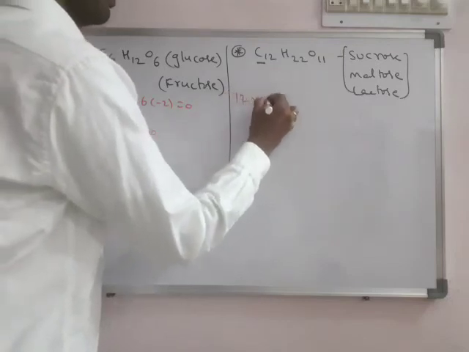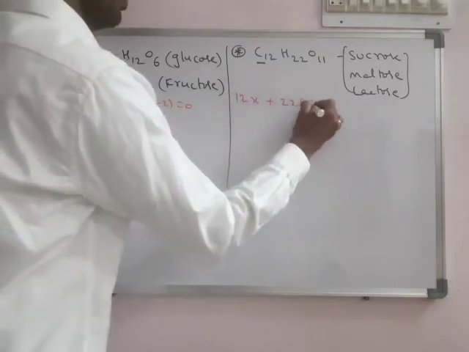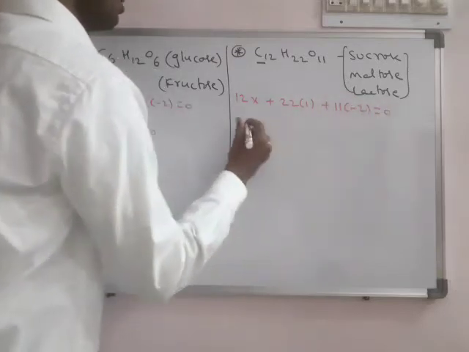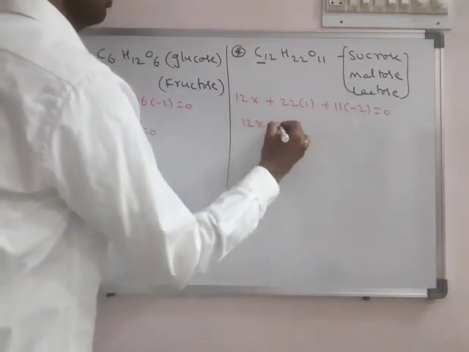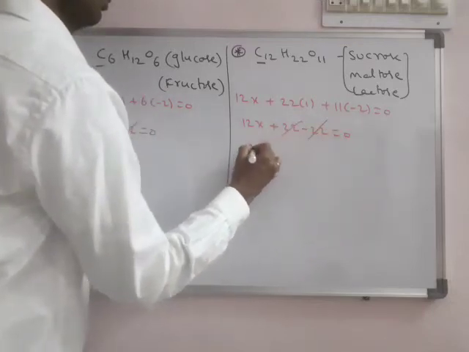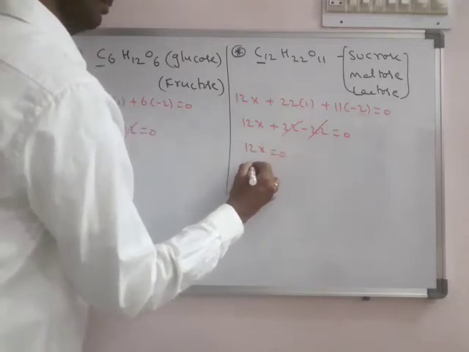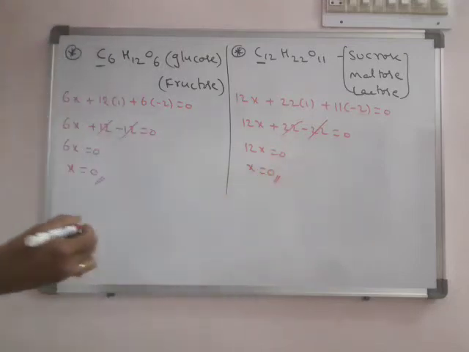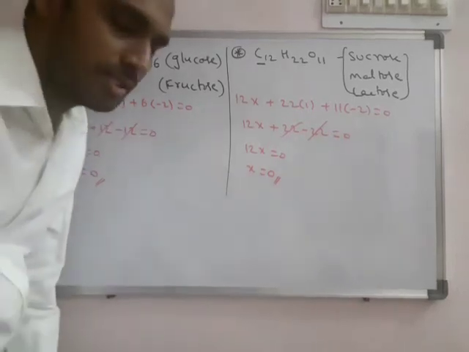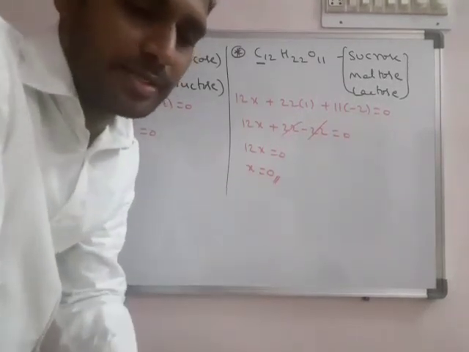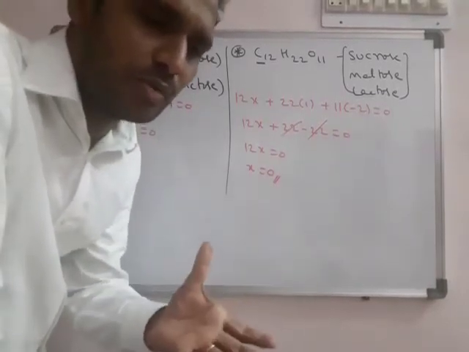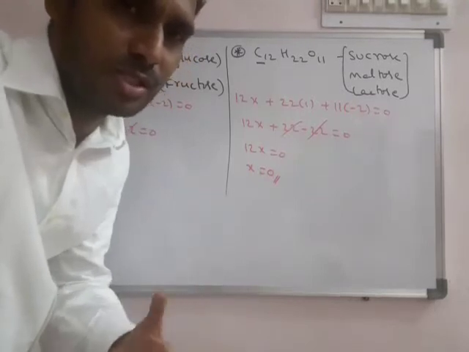Take 12x plus 22 into 1 plus 11 into minus 2, overall charge 0. Means in glucose, fructose, sucrose, maltose, lactose, in all these compounds carbon has 0 oxidation state. So it forms different bonds, and the overall oxidation number becomes 0.